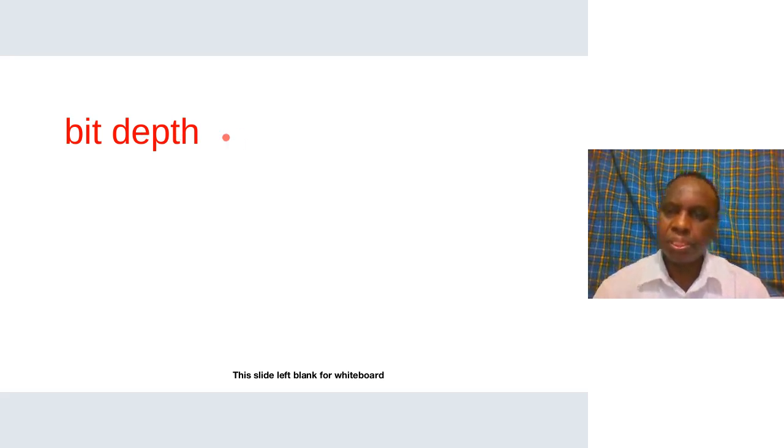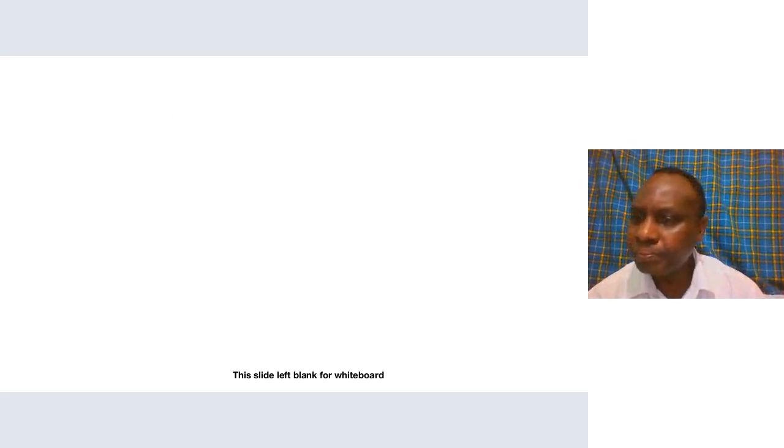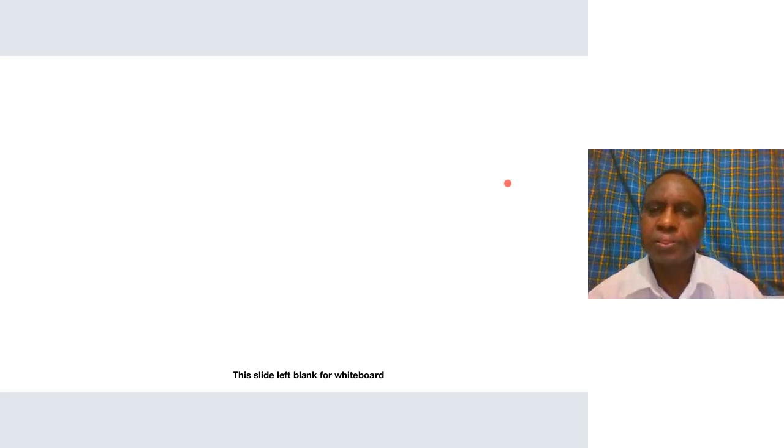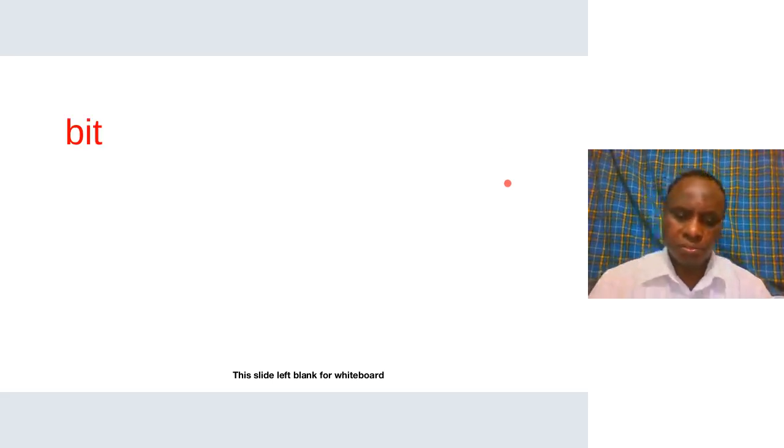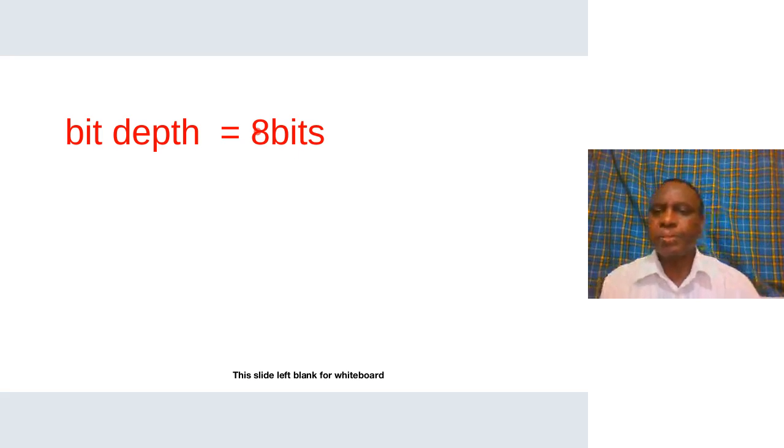Sorry, let me make it bigger, my space for the text. So we're saying let the bit depth be 8, the 8 bits. So what I want to demonstrate is how these bits are used to represent your colors.